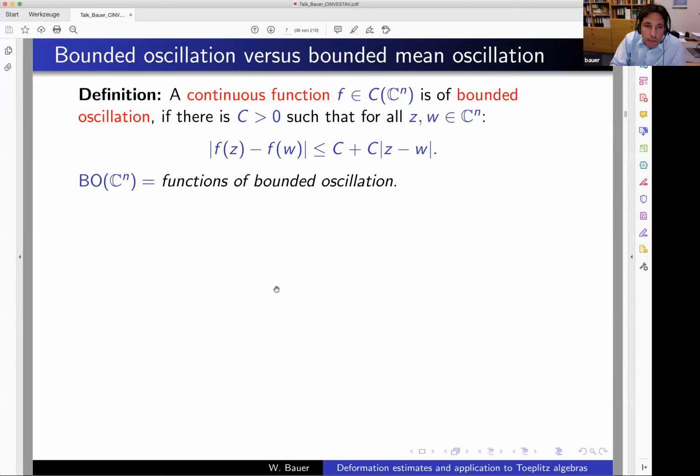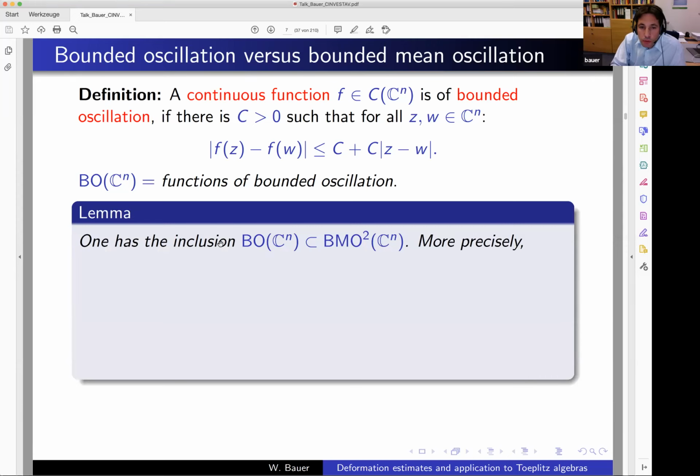There's another space which plays a role, and these are the functions of bounded oscillation. This definition here is maybe not the definition you find in the first place, but there's an equivalent formulation. If you look at continuous complex valued functions on Cn, then they are of bounded oscillation if they fulfill this kind of inequality here. It's not a Lipschitz estimate, you have a constant C here. If such a C exists, then these functions are of bounded oscillation, and this space is denoted by BO(Cn). And again, we have an inclusion. Functions which fulfill this inequality on the third line are all in BMO2.